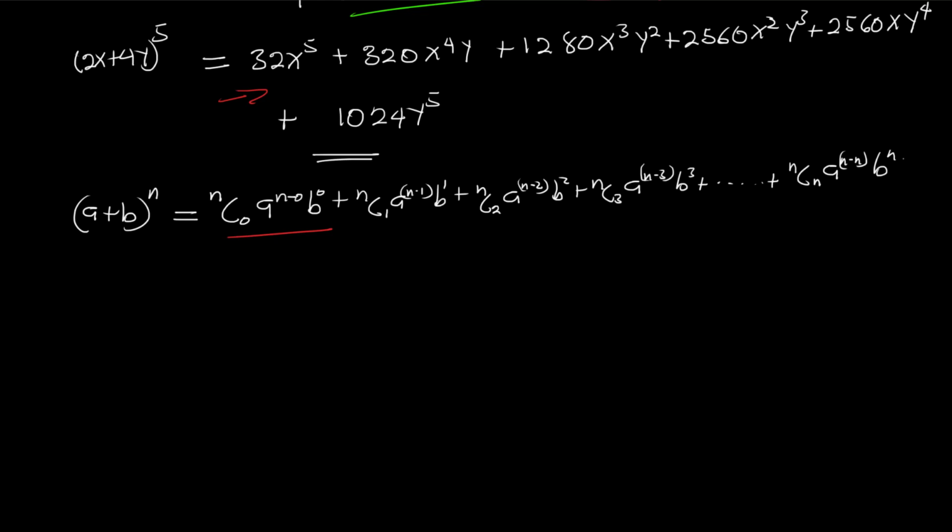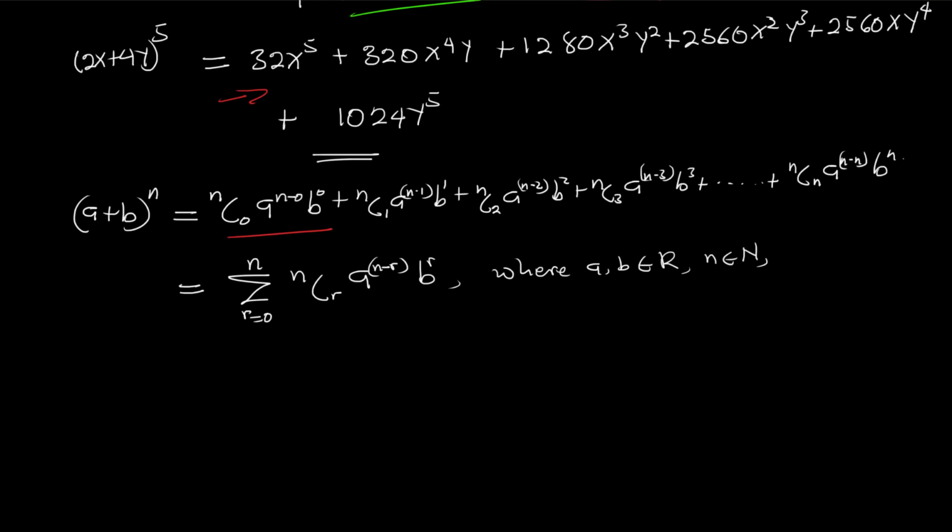We can write this expression here in a compact form. Using the summation notation, we write the summation, r starting from 0 to n, of nCr aⁿ⁻ʳ bʳ, where a and b are in the set of real numbers, n is in the set of natural numbers, and r starts from 0, 1, 2, 3 up to n.